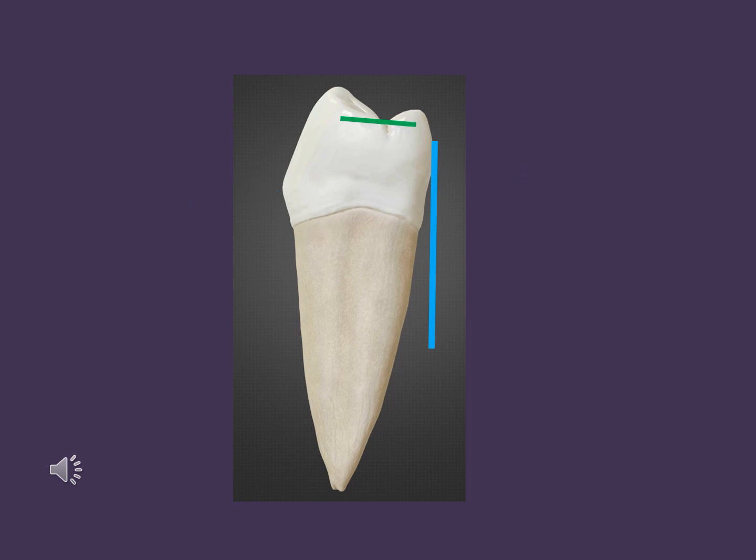Now we'll see the occlusal outline. The occlusal outline represents the buccal cusp, lingual cusp and the mesial marginal ridge.